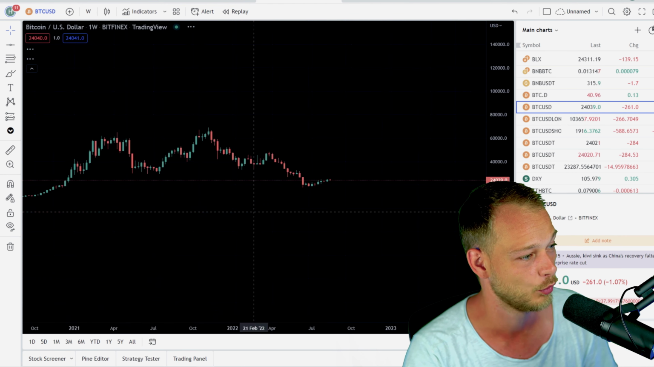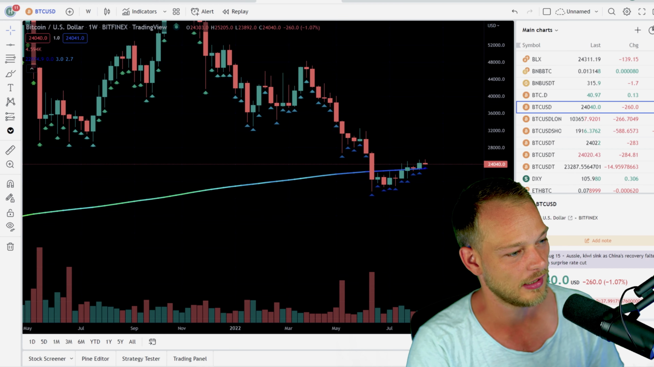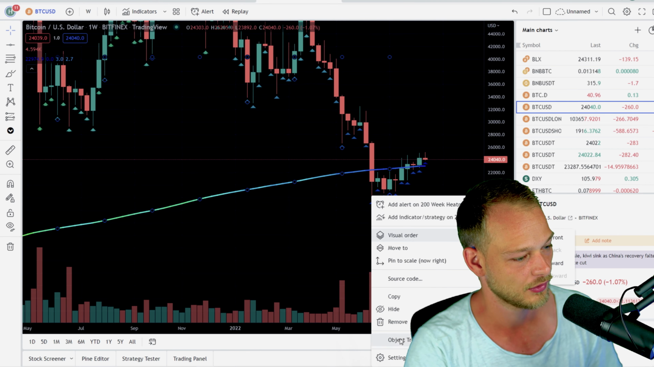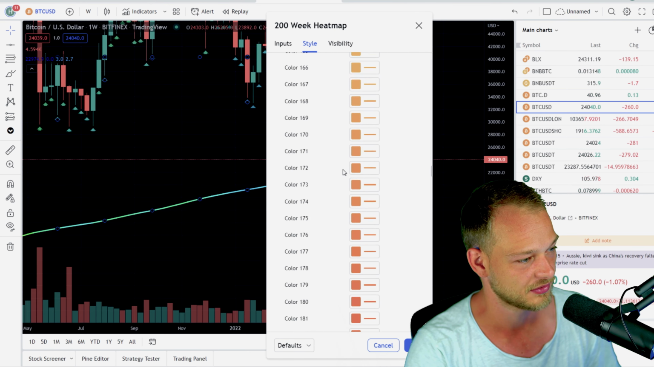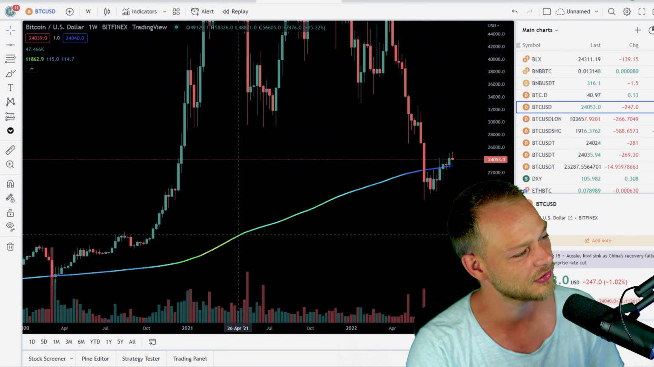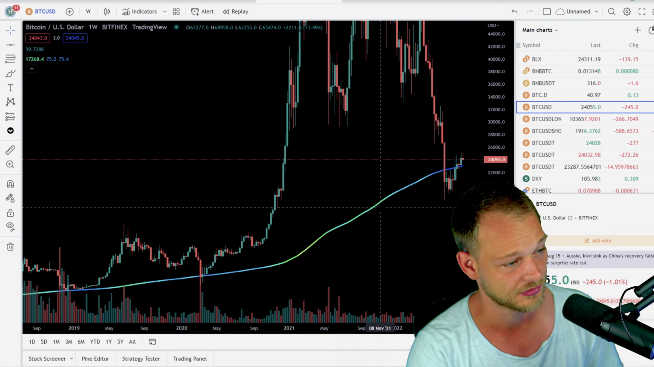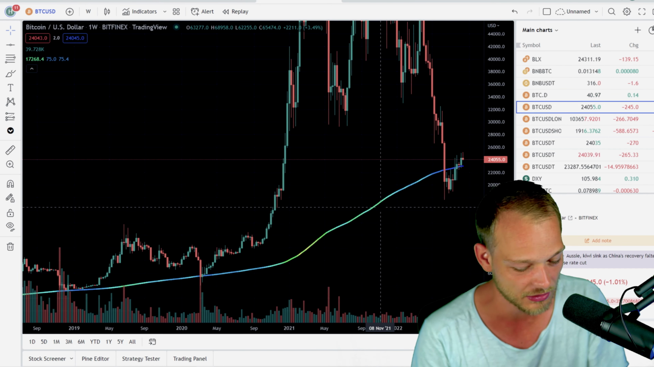And if we put it on the weekly, we can see it a lot better. Mine is a little, I don't have the best one for now, so let me go to the settings and let me turn off the arrows because that's making it really unclear if you ask me. So here we go. This is the 200 weekly moving average. This is what everybody is talking about, right? A very important indicator. We must hold that line.